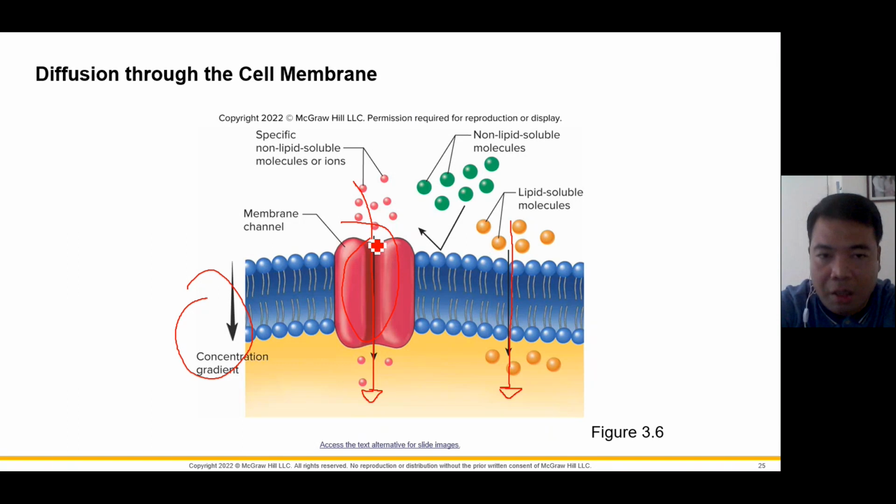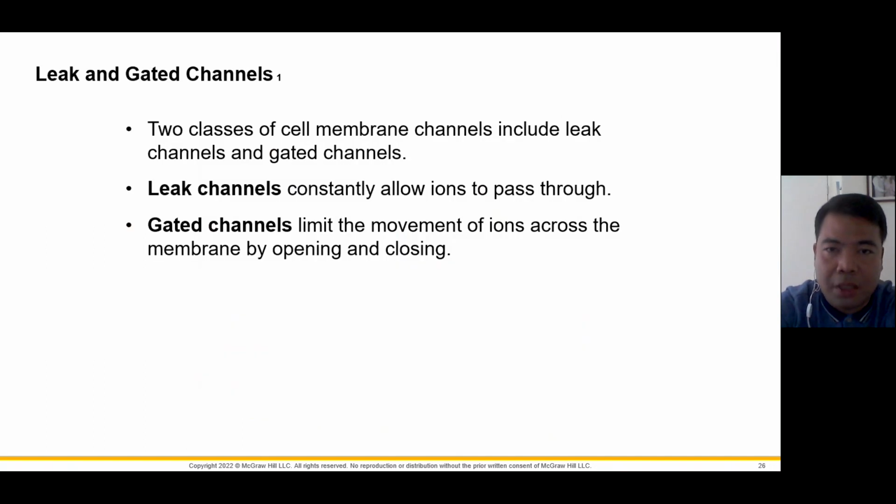Let's discuss the channel. What is a channel? A channel is like a door, something you can pass through. Now, there are two classes of membrane channels that you will find in the cell membrane. These are leak channels and gated channels. Leak channels are constantly open, meaning they are always open, and they allow ions to pass through or simply leak depending on their concentration gradient.